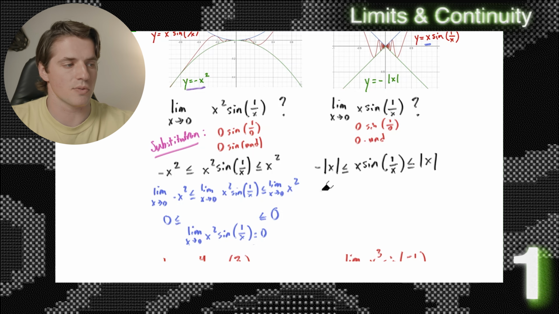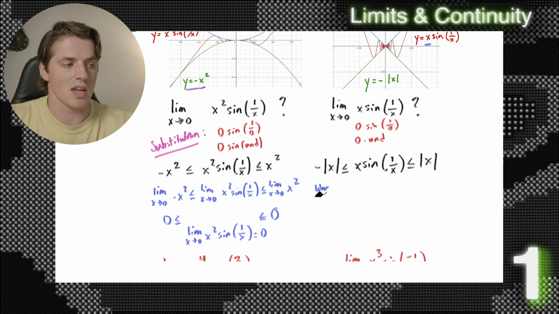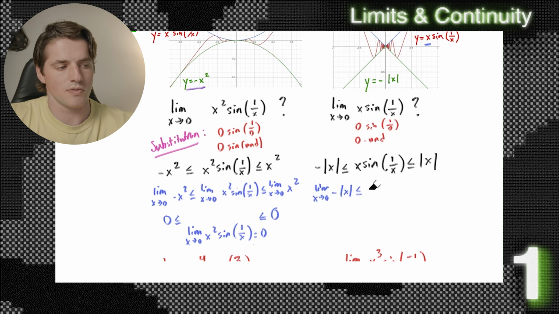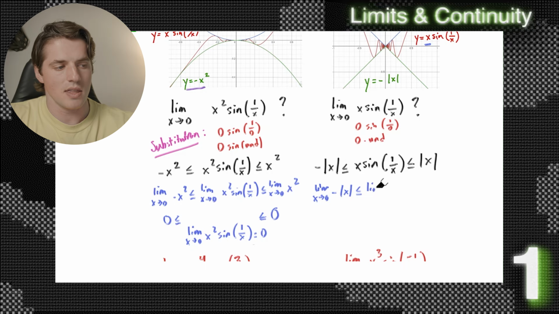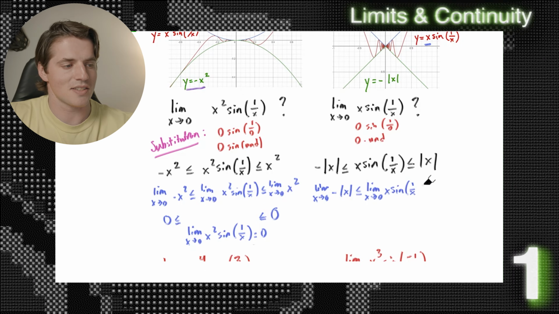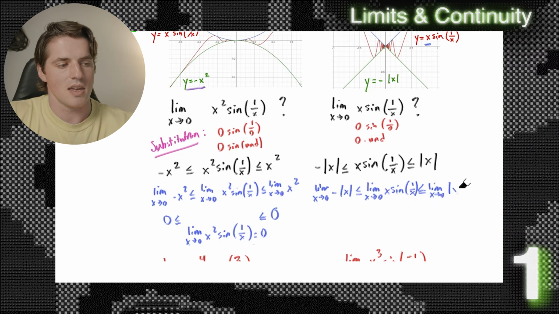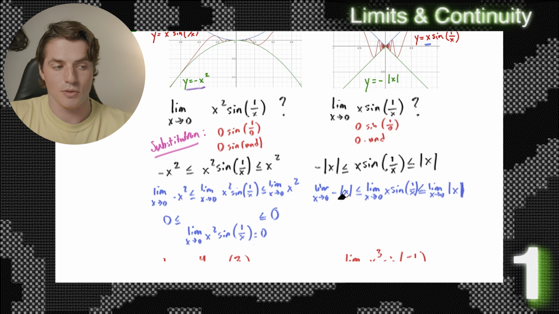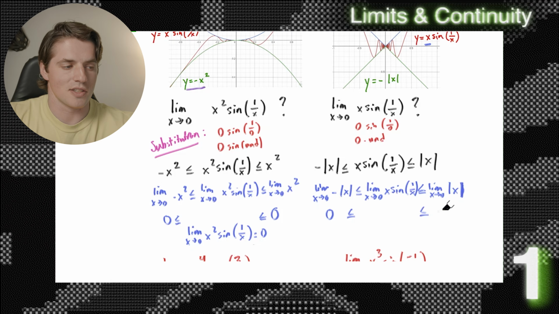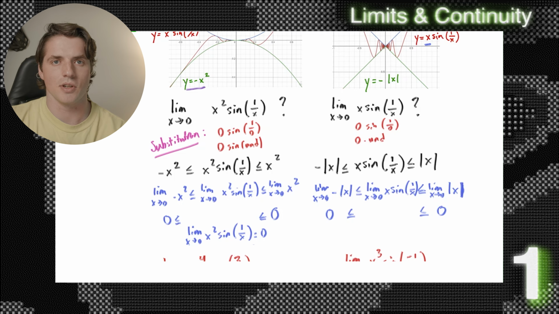So this is how we apply the squeeze theorem. Let's look at the next example. We do the same thing. The limit as x goes to 0 of negative absolute value of x is less than or equal to the limit as x goes to 0 of x sine 1 over x, which is less than or equal to the limit as x goes to 0 of the absolute value of x. Using direct substitution, we find this to be 0, this to be 0, so our limit must be 0.